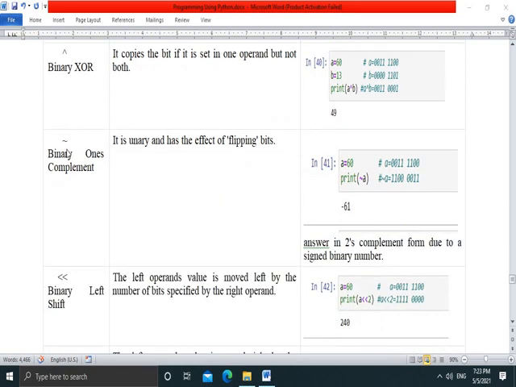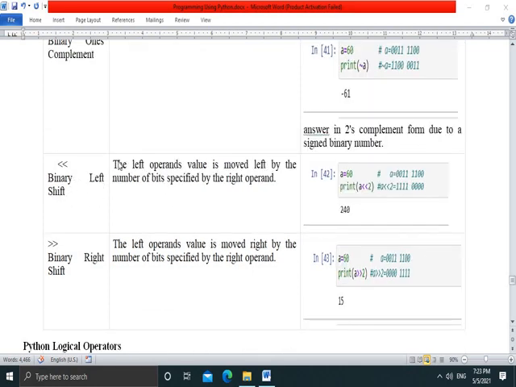Next one is complement. It is unary and has the effect of flipping bits, means changing the bits. For example, a is 60. So the binary of a is 0011 1100 and the complement of a is the opposite of this. So 0's complement is 1 and 1's complement is 0, as written here. So the answer is minus 61 because the answer is in 2's complement form due to signed binary numbers. So we have calculated the 2's complement of the result and then the answer is displayed.